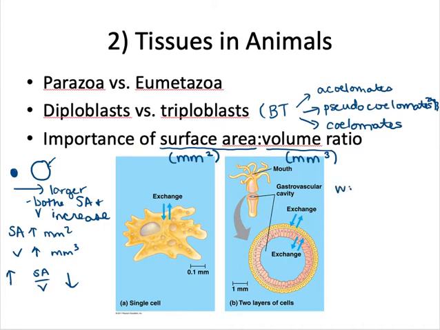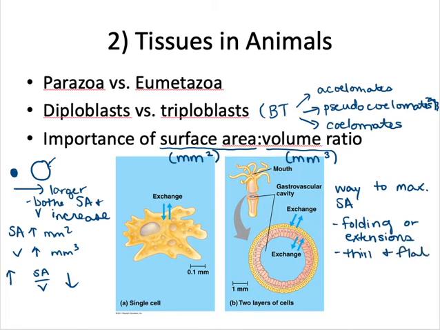So ways to maximize surface area include a lot of folding or protrusions like you see on this amoeba cell. Very angry kitty. Another way is by being very thin and flat. Right, so a cell that looks like this will have a larger surface area to volume ratio than a cell that looks like that.